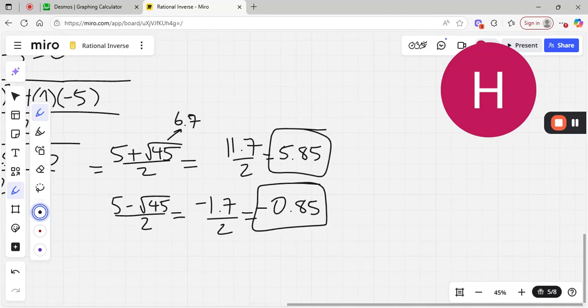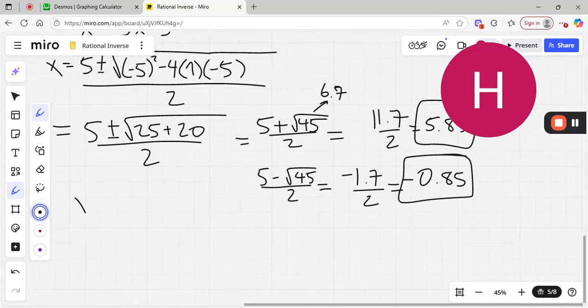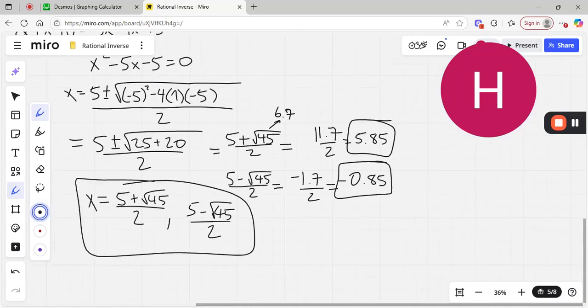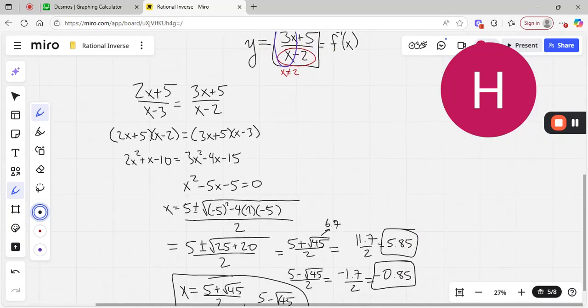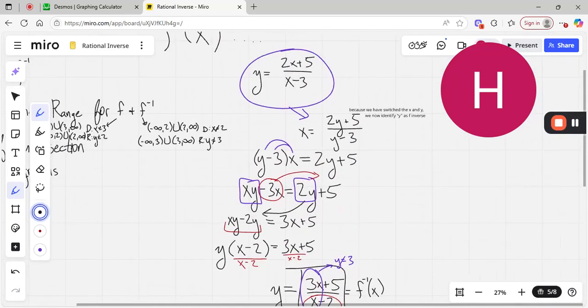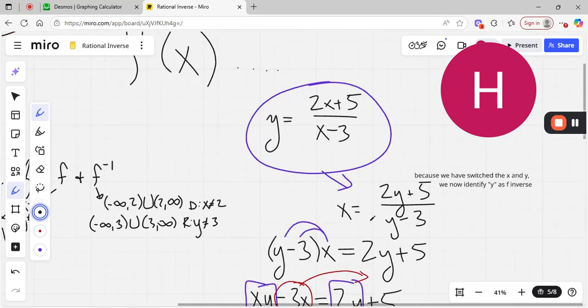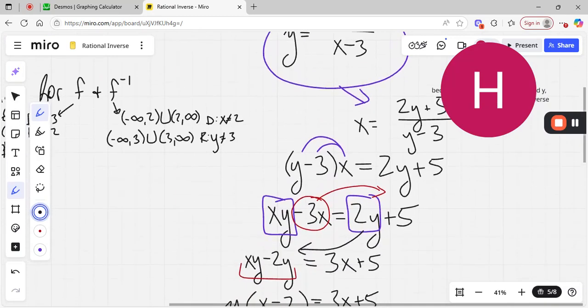These are decimal approximations. Do not use decimal approximations unless requested. Otherwise, you would leave your answers like this: 5 plus rad 45 all over 2, and 5 minus rad 45 all over 2. Okay, so there's a little bit of a quadratic exercise at the end there, but the point of this problem is to identify how to find the inverse of a rational function. We simply follow the mechanics of switching your x and y, solve for the y all over again, and Bob's your uncle. Do everything carefully.